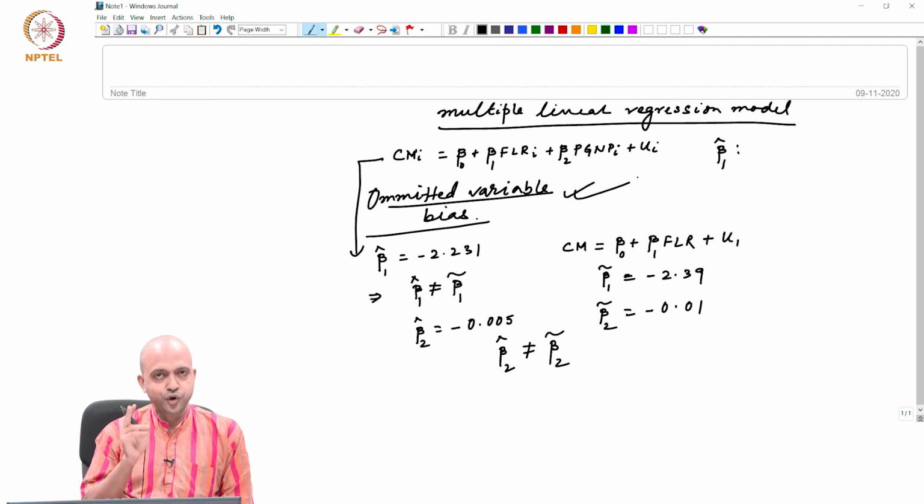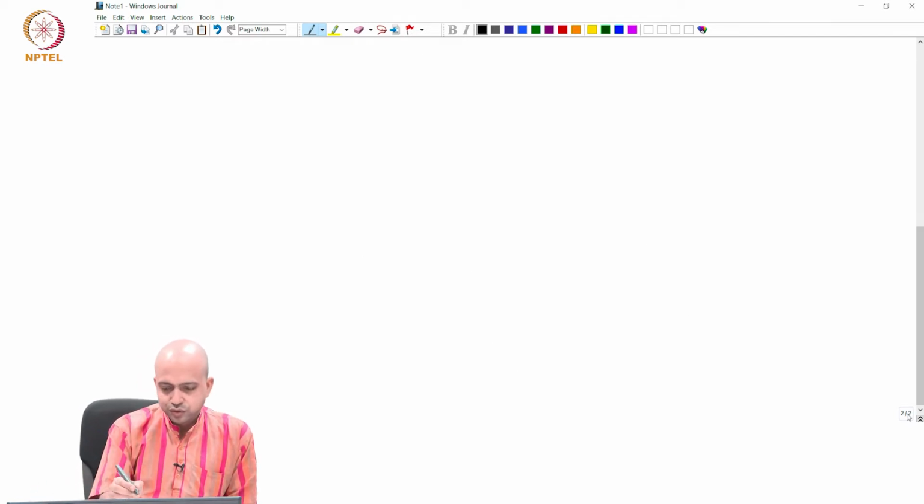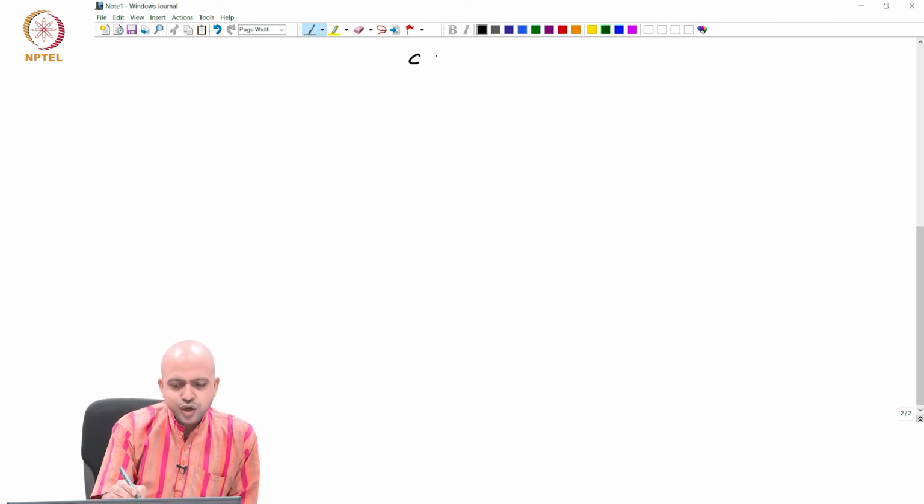Even if our objective is to estimate the impact of a particular variable in the model, we must include other relevant or important variables as controls in the model, otherwise our model will suffer from omitted variable bias, and this example clearly demonstrates the severity of the omitted variable bias. Now, one more thing also happens when we do not include them: what happens to the goodness of fit?